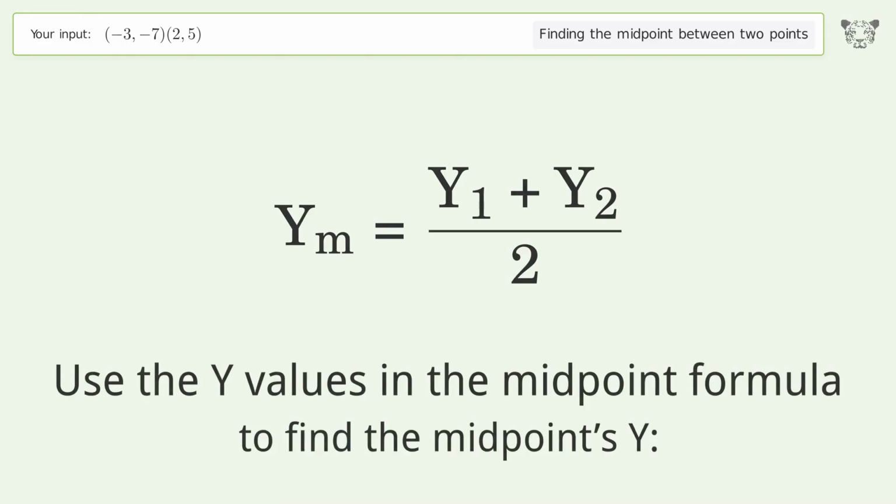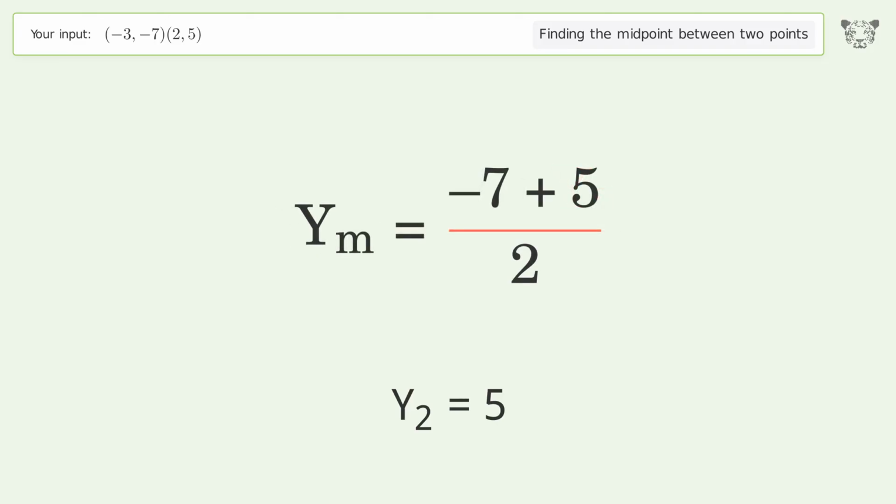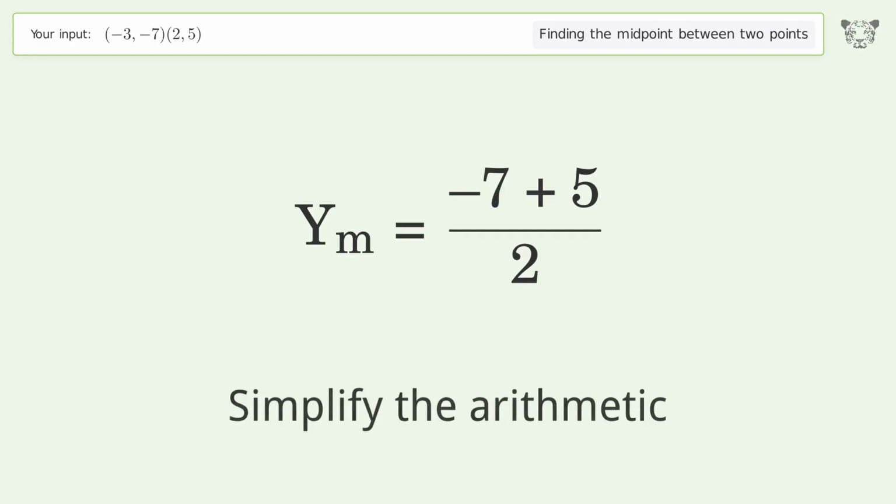Use the y values in the midpoint formula to find the midpoint's y. y1 equals negative 7. y2 equals 5. Simplify the arithmetic.